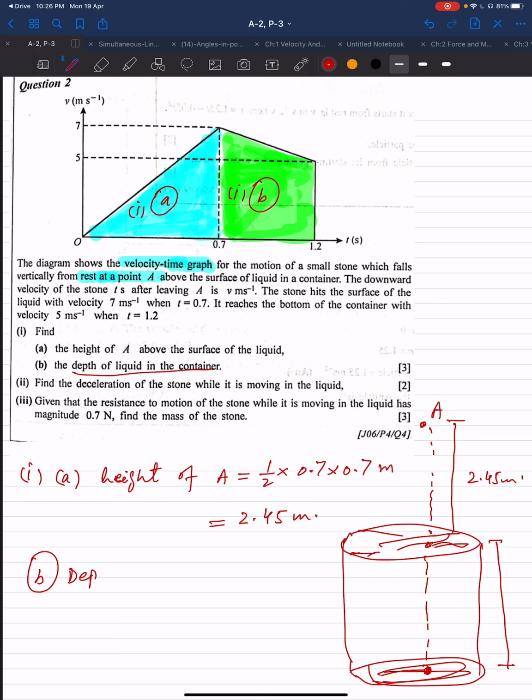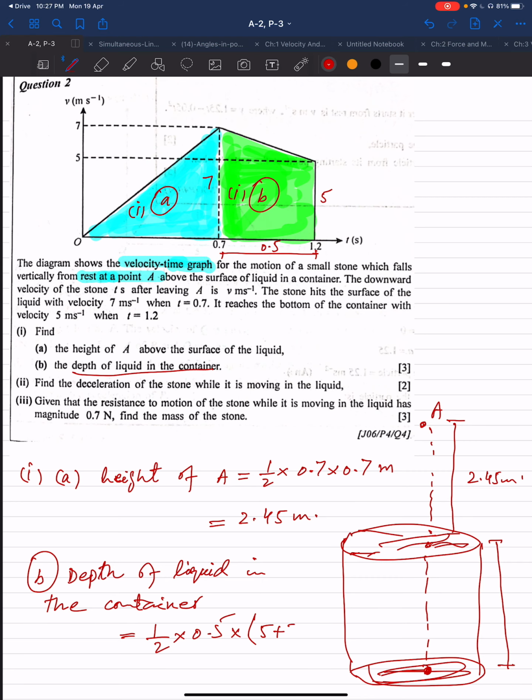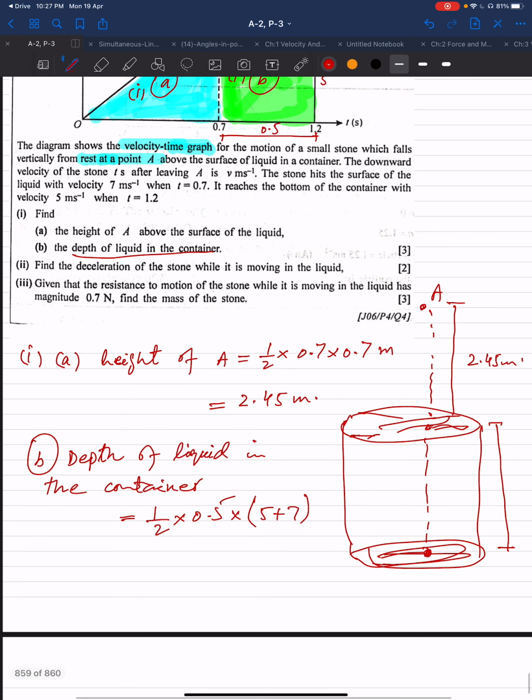So the depth of liquid in the container is equal to 1 over 2 into height. Height is 0.5. This is the height of the trapezium. And these are the parallel sides. This is 5 and this is 7, parallel sides. So into 5 plus 7. And if you use your calculator, you'll find that this equals 3 meters.